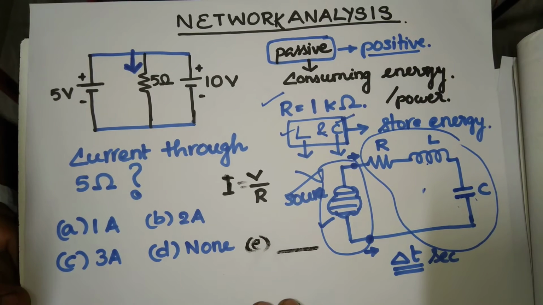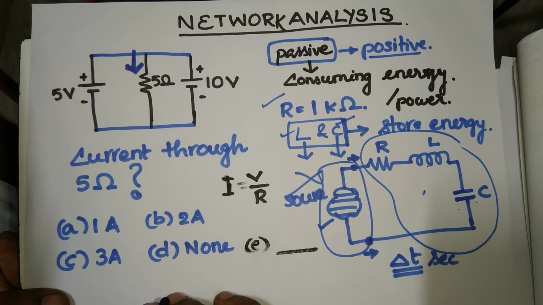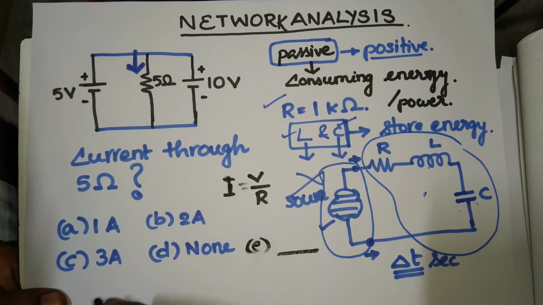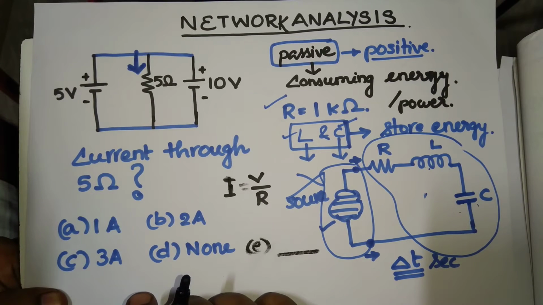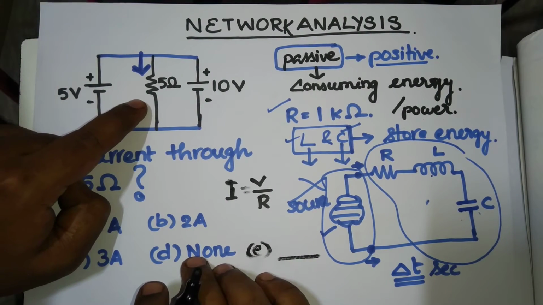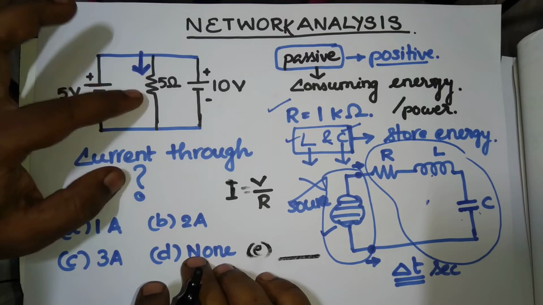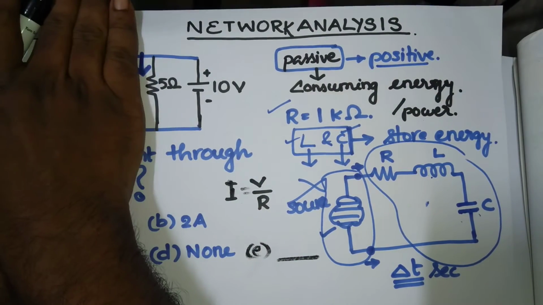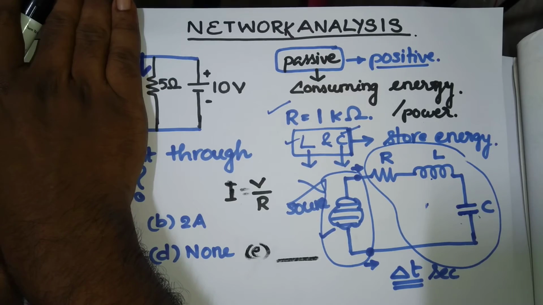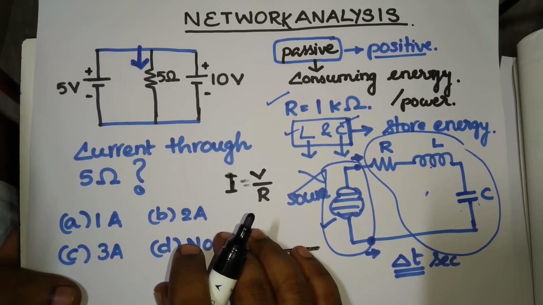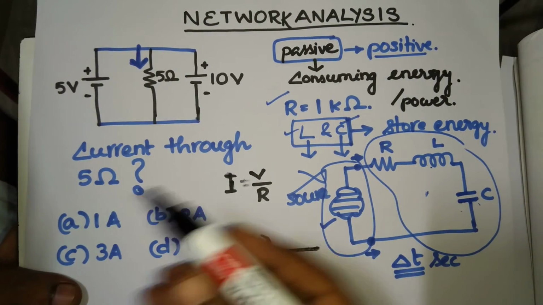Again, we are intervening in our problems many times. At this juncture, many of us will go for 3 amperes if you love the superposition theorem. Current due to 5 volt alone, forgetting the remaining things, is 1 ampere. Current due to 10 volt alone is 2 amperes. Superposition means just add these two: 1 plus 2 is 3. Options are given something like this.